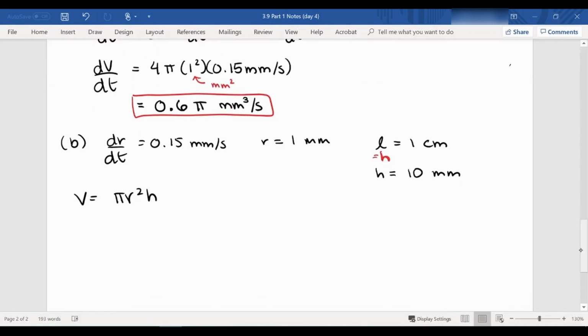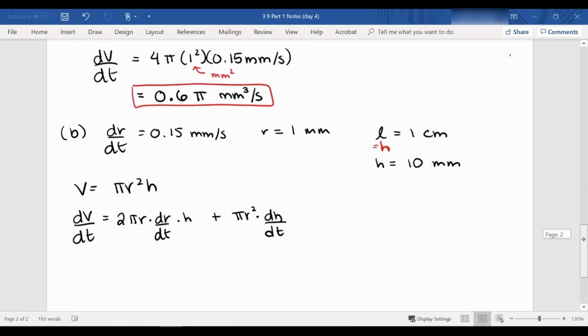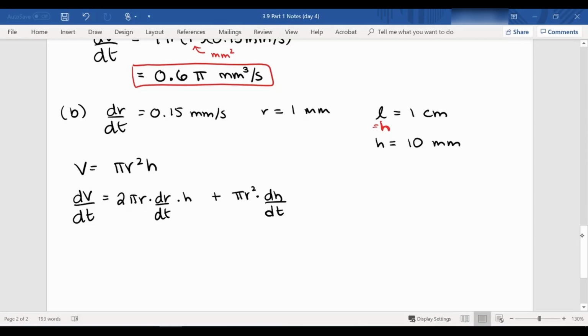Okay. And now we can find our implicit derivative with respect to time. We're going to need product rule here because we have both r and h. So if I do the derivative of r first, I get 2 pi r dr/dt times h plus, using product rule, pi r squared times the derivative of h, which is dh/dt. Now we know r, dr/dt, and h. What about dh/dt?